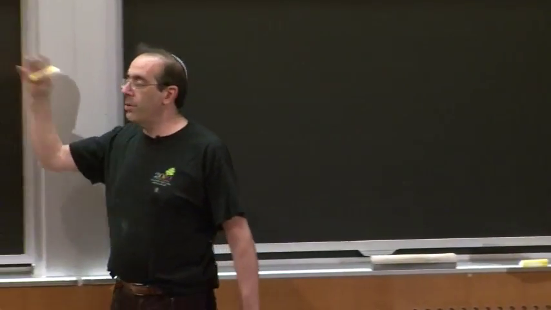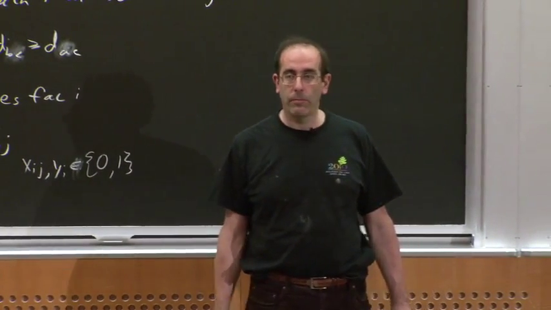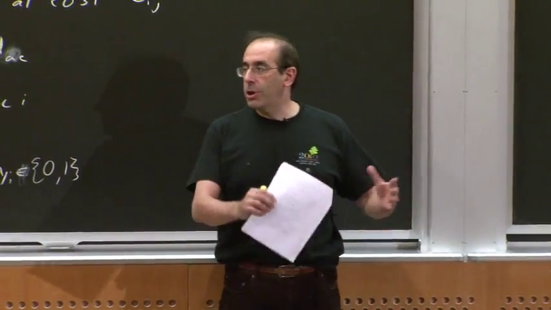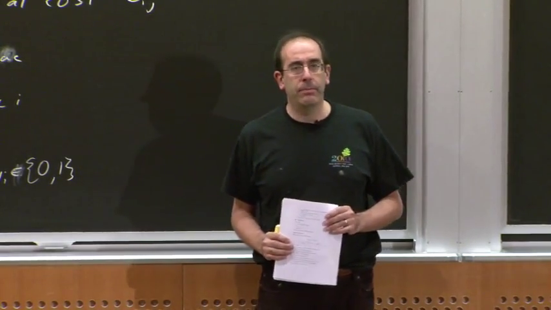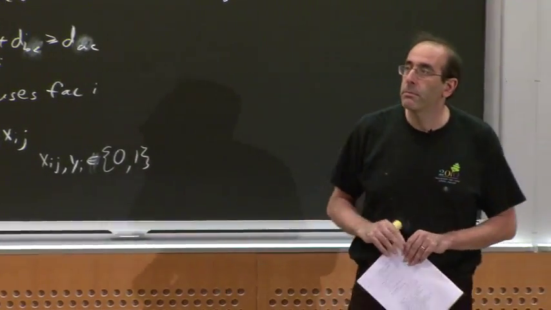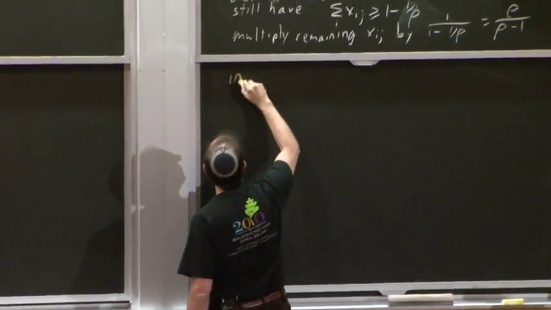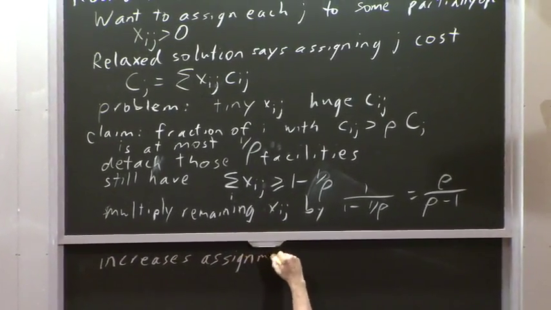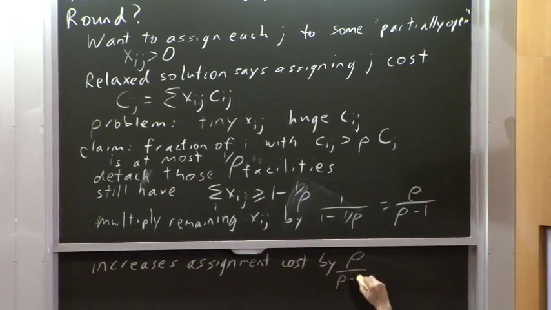What does this do to the cost of the solution? Right? We had an optimal solution. We're now changing into a different solution. How much worse is our new solution than the old one? Exactly. So this increases the assignment cost by a rho over rho minus 1 factor.